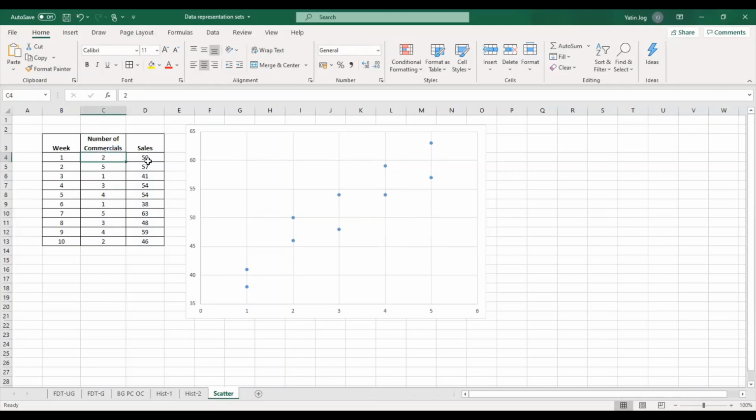So for 2, I am plotting 50. For 5, I am plotting at 57. 1 against 41 and so on. If you go to any one data point, you can see data point 2, 250. Then this is data point 3, 354. So this is a data point 354 and so on.